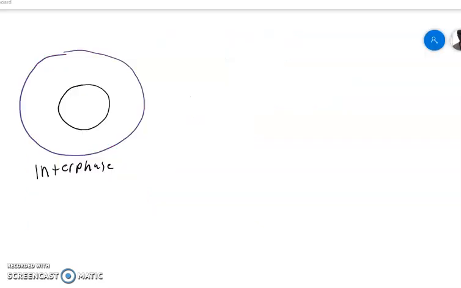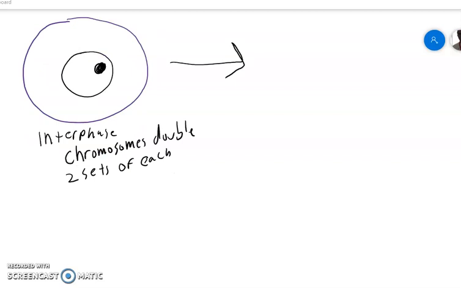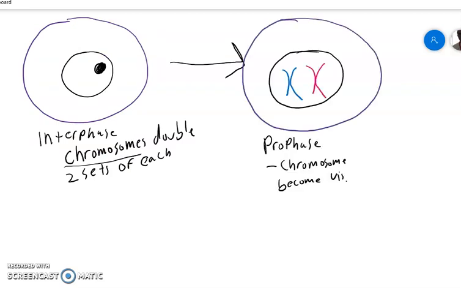So let's look at our cell. This is Bob. He's a cell. And he's in interphase. So I could see a clear nucleolus in the nucleus, but I can't really see the chromosomes. Now, during this time, the chromosomes double in number. So you have 2 sets of each chromosome. When the cell starts to divide, the chromosomes, that's where the DNA is, become visible. So this cell is going to have 2 chromosomes.